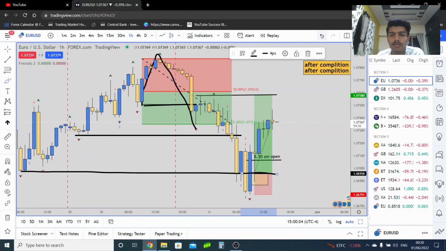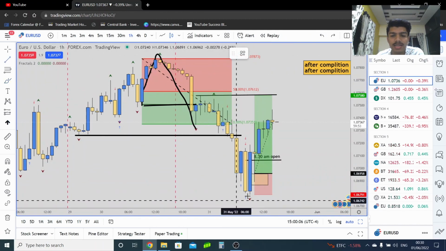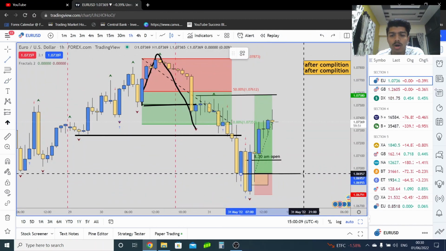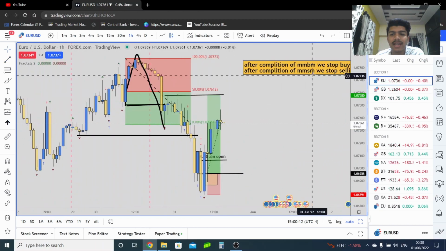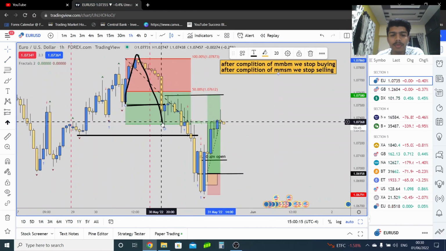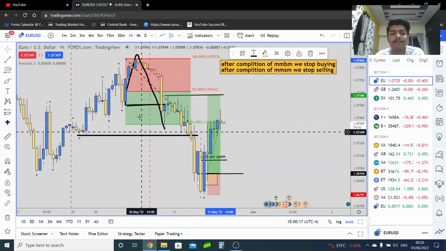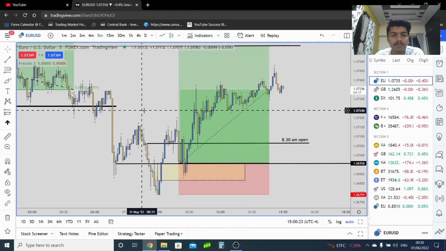Let me take everything out. Okay, this is 7 a.m. open. So what do we do if we are not selling after the market maker sell model is complete? Then what are we doing? We are buying after the market maker sell model is complete, right? So now we go on lower time frames.